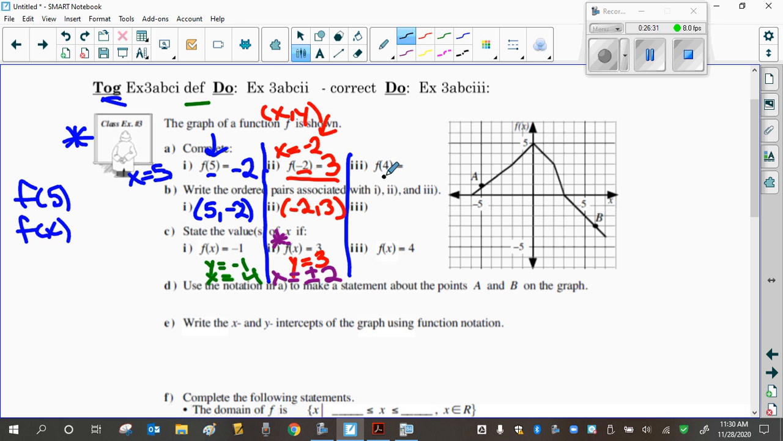Okay, x equals 4. Where does x equal 4? Right here. And the point is 4, negative 1. So there's your 4. You put negative 1 right here. I just said your point is 4, negative 1. This is y equals 4.